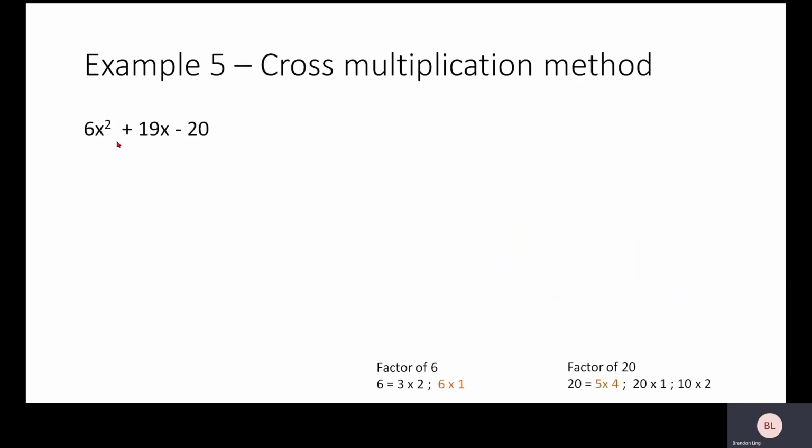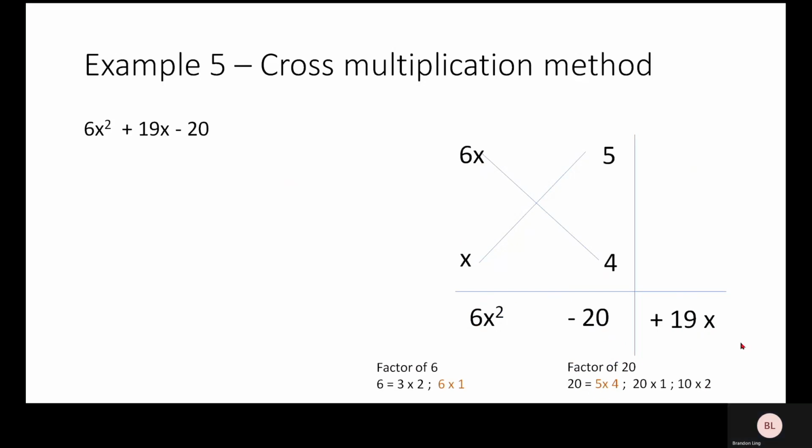For the last question, 6x squared plus 19x minus 20. So here I have three positions, 6x squared, minus 20, plus 19x. Again, you need to think of two terms. When you multiply together, you get 6x squared, which is 6x multiplied by x. And for 20, you need to think of two factors. When you multiply together, you get a 20. So in this case, I have chosen 5 times 4. 5, 4. So we now do the cross multiplication.